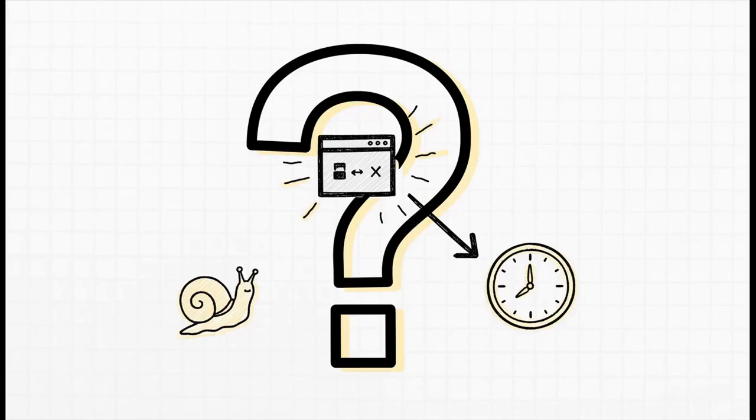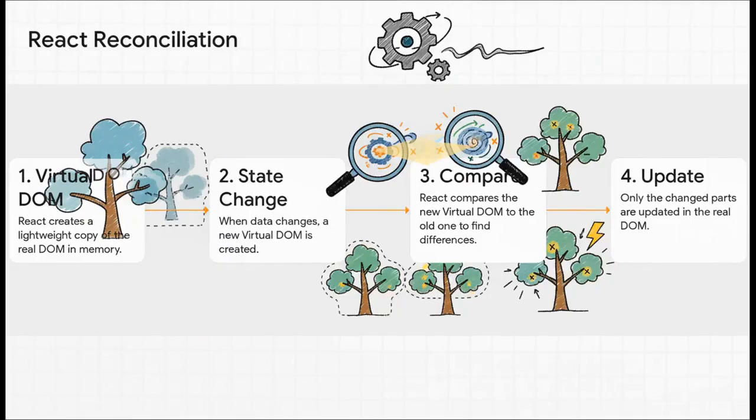That is the million-dollar question, isn't it? If the UI is just a direct reflection of the data, how on earth does React avoid the super slow, clunky process of redrawing the entire web page every single time one tiny piece of data changes? The secret sauce is this process called reconciliation, and honestly, it's pure genius.